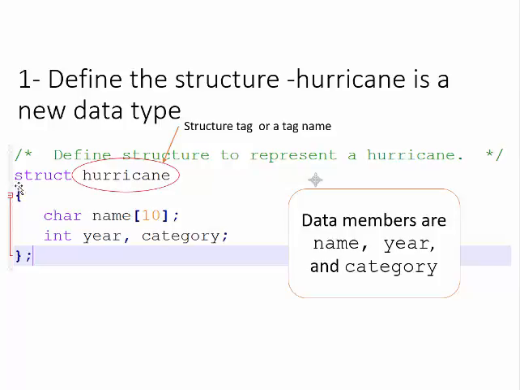So this is how you define it with the keyword struct, and it's called a hurricane. That's our tag name it's called. And then you set up what kind of types of data are going to be included in this structure. So I'll define that it has a name. I'll give 10 spaces for the name. It has a year and it has a category, which are both ints. So this defines our structure.